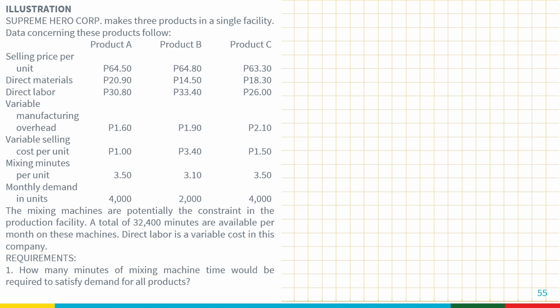Okay, so let's check here. Supreme Hero Corporation makes three products in a single facility. So these are the data. And then the mixing machines are potentially the constraint in the production facility. A total of 32,400 minutes are available per month on these machines. Direct labor is a variable cost in the company. Okay, let's solve for the mixing machine time for each product and then we'll get the total after.